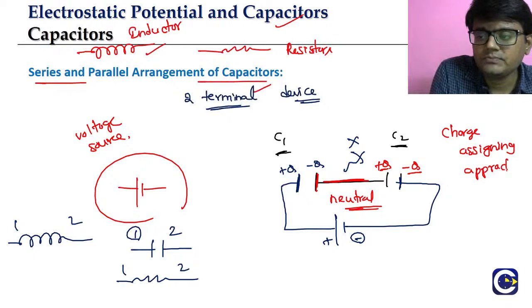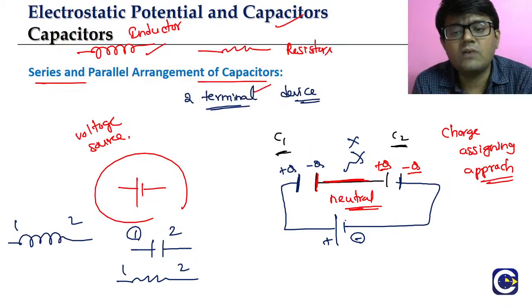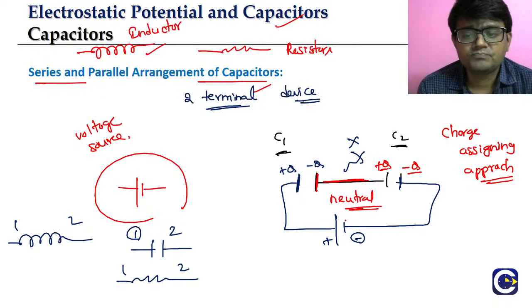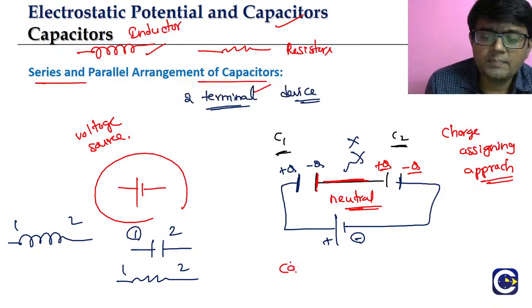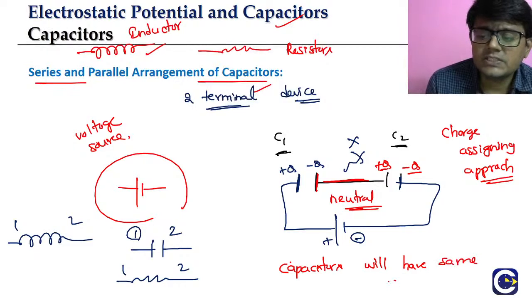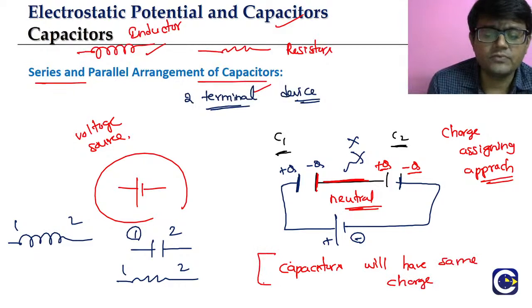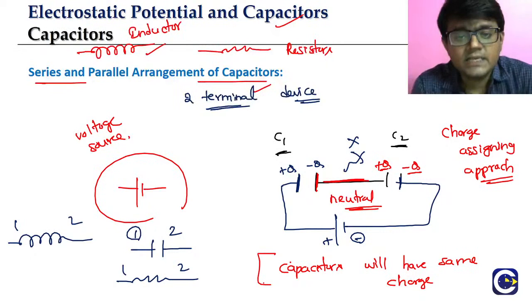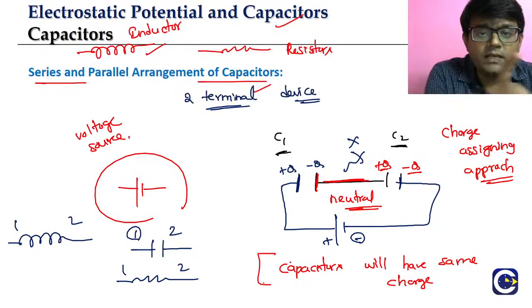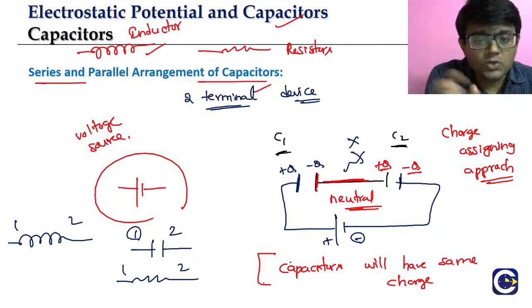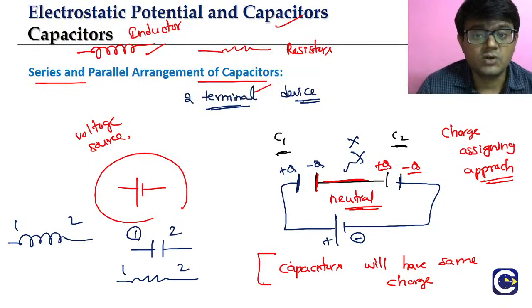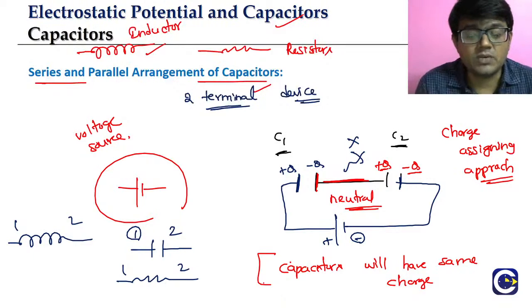Okay, so here, when you have two capacitors connected in series, the capacitors will have the same charge. It is an important point. When you have two capacitors connected in series, then the capacitors will have the same charge. Not only two, even if you are having 3 capacitors, all 3 will have the same charge. If you are having 4 capacitors in series, all of them will have the same charge.